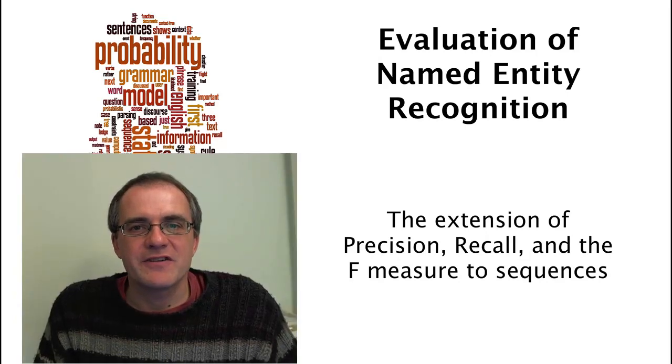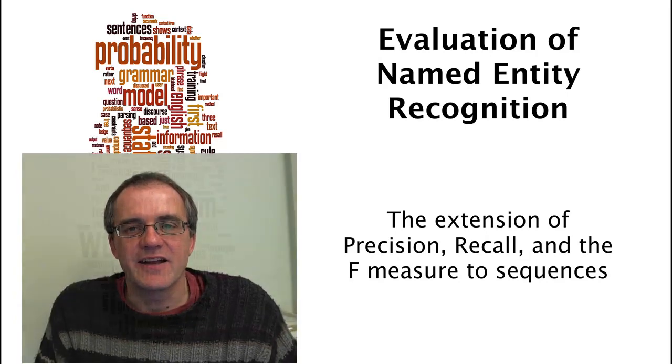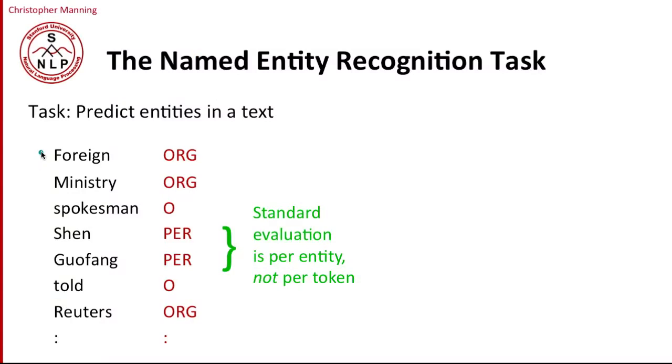Okay, let me now introduce how we evaluate named entity recognition. In the named entity recognition task, we have a sequence of word tokens, and what we're going to want to do is predict entities. So we're going to want to predict that this is an organization, these two words. These two words are a person, this one word is an organization. So in general, we can have entity names that are several tokens long, and we want to identify both the boundaries of the entity and then also its class, that this is a person.